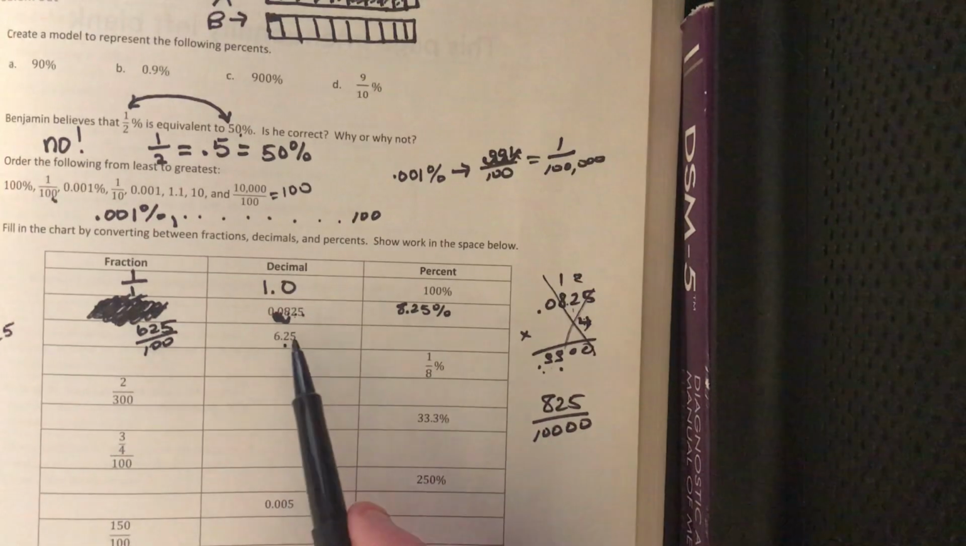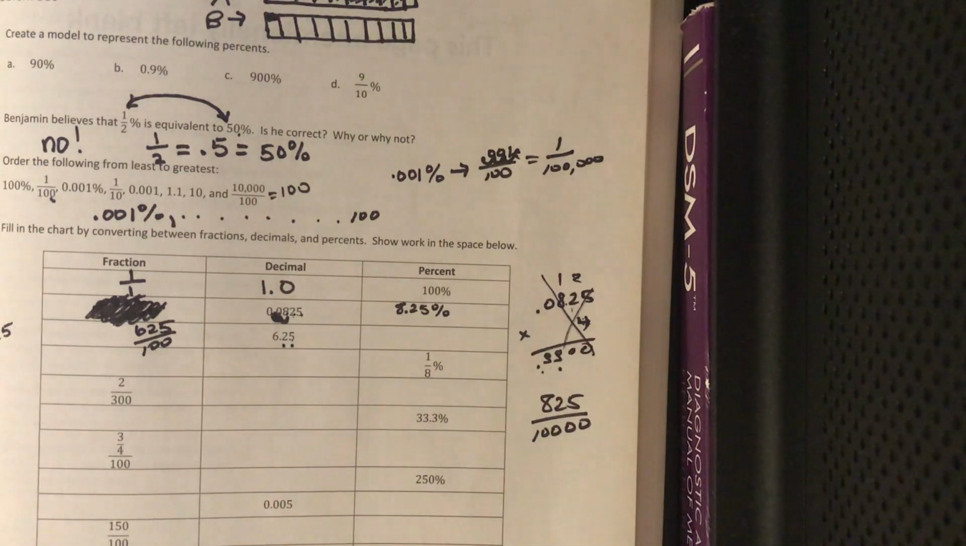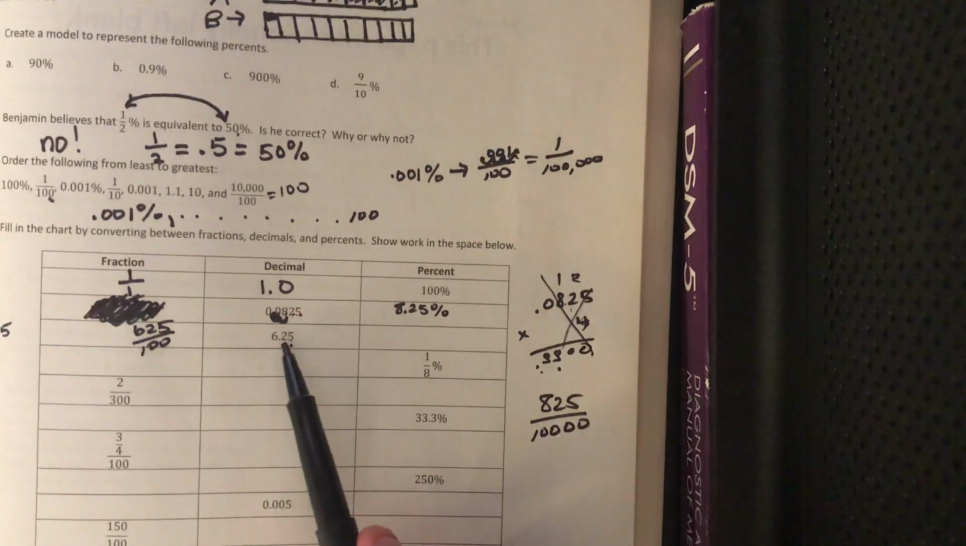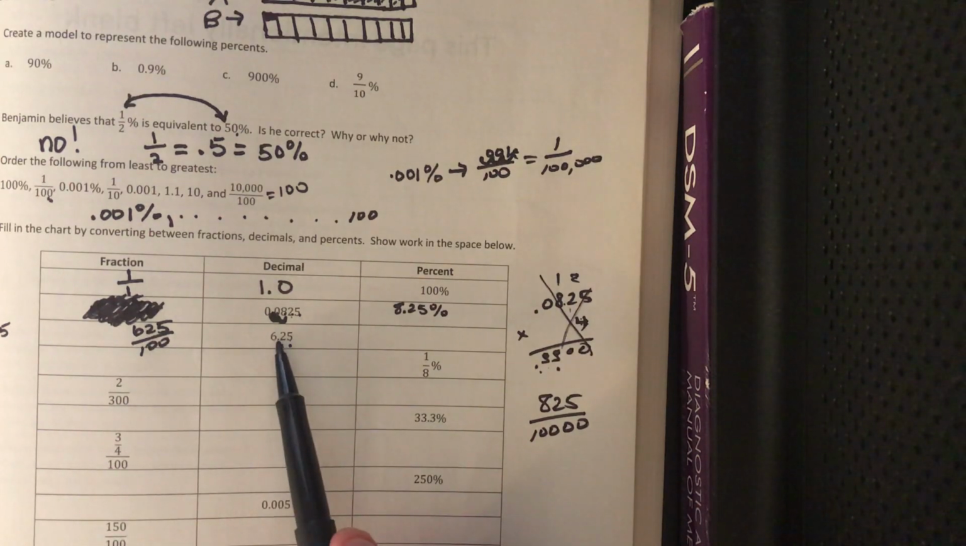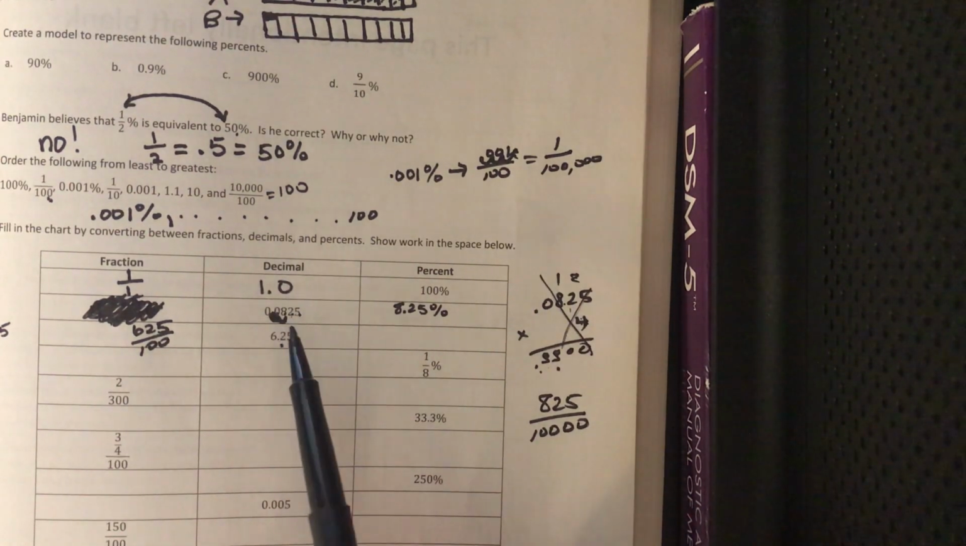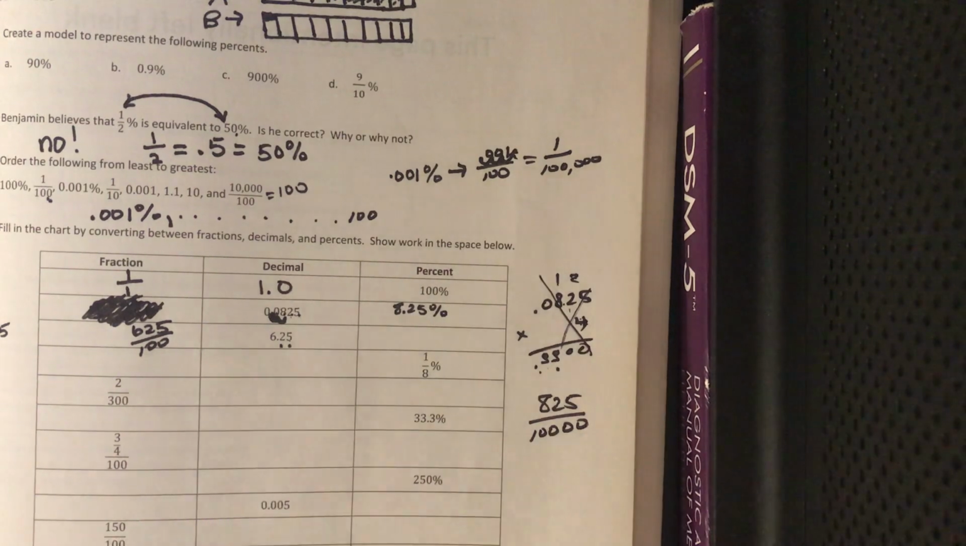So if you just always use the last decimal place in the number as the denominator, and then just write the number in the numerator, ignoring the decimal point. So this becomes 625. The previous one just became 825 instead of 0.0825 or whatever. That's always a strategy that will always work for you in these.